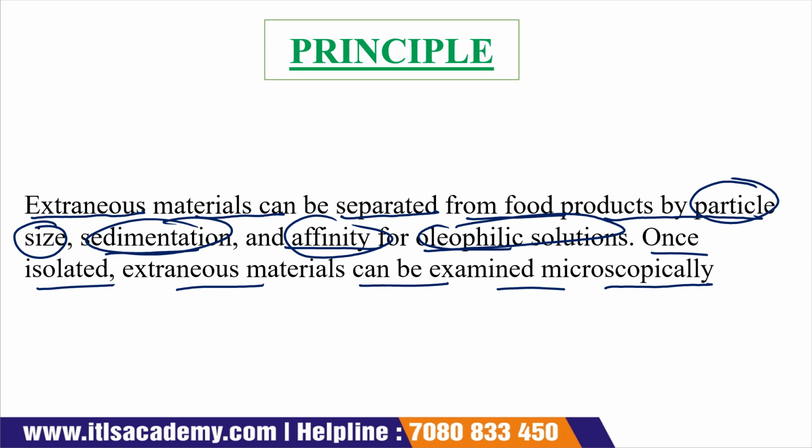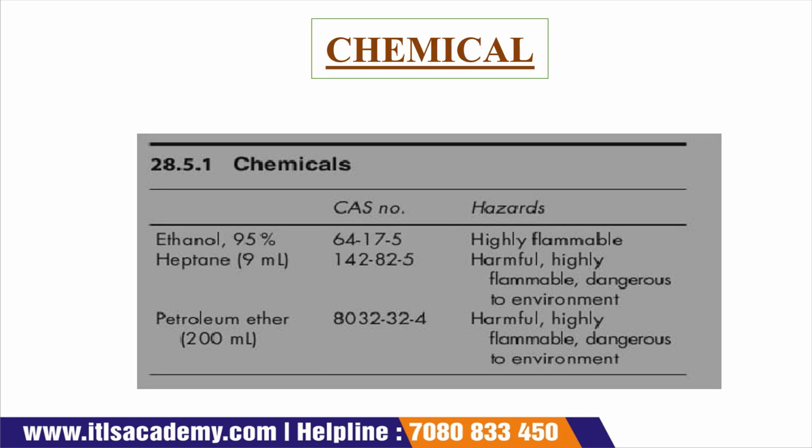Now the next one is the chemicals used in this experiment. Here we are using three chemicals for performing this experiment. The first chemical is 95% ethanol. We require 95% ethanol, CAS number 64-17-5, and the hazard related to this chemical is that it is highly flammable. Since it is highly flammable, we have to avoid using this ethanol near a flame.